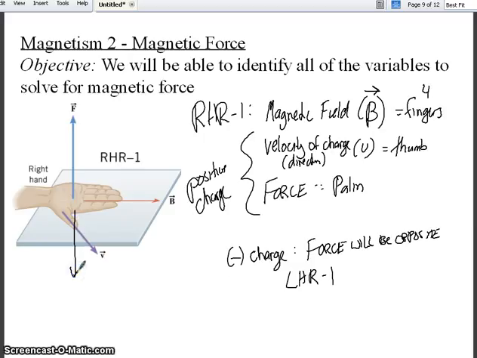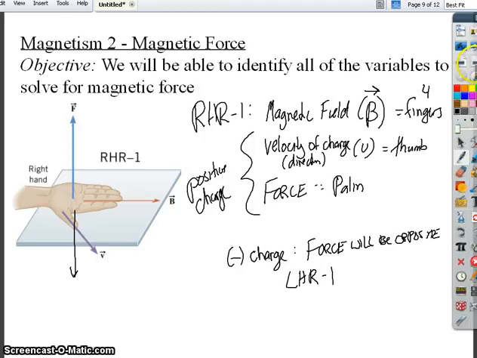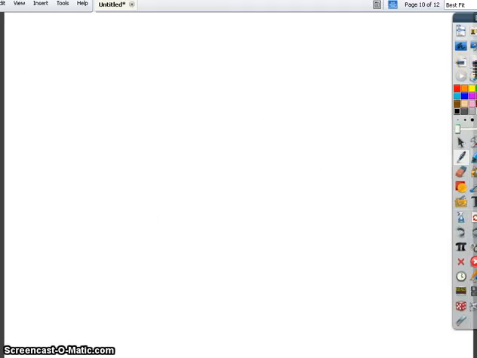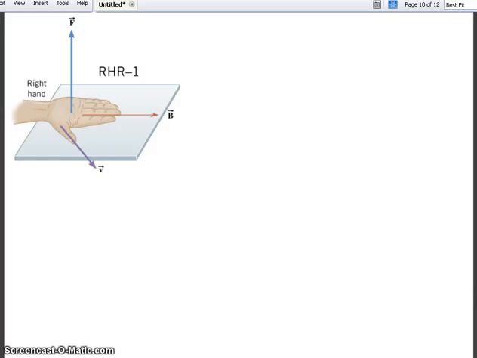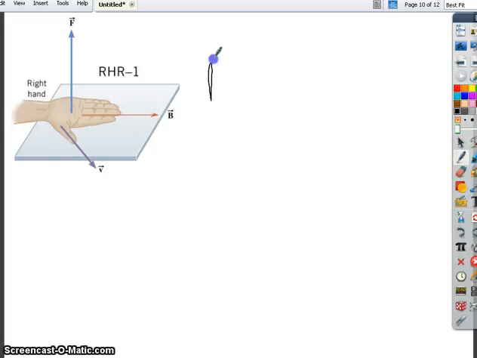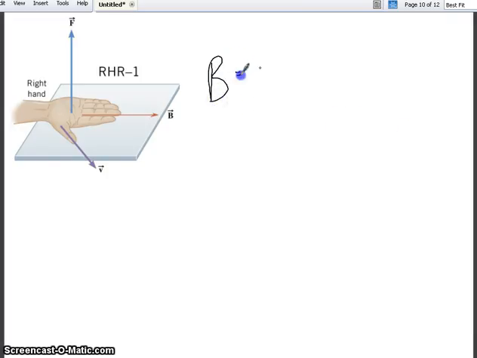So for a positive charge, the force is going to be exerted against the palm. Which gives us this new equation. B, which is our magnetic field, equals the force over the absolute value of the charge times V sine theta. So we have our F, we have our V, we have our charge here, and we have our B.